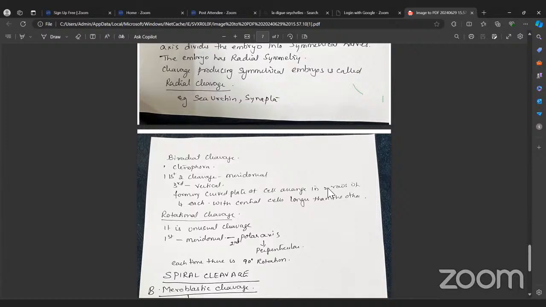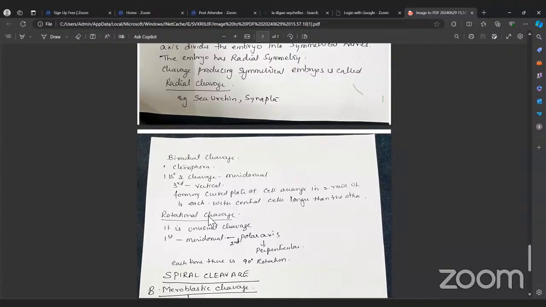They are arranged in two rows of four each, and the central cells will be longer than the other cells. So here in biradial, you will have two different types of cell sizes because the third cleavage happens to be vertical cleavage. When the third cleavage is vertical, you will not be able to see similar structures, whereas you will see the curved nature of the cell, where discoidal structures of the cell arrangement can be seen.